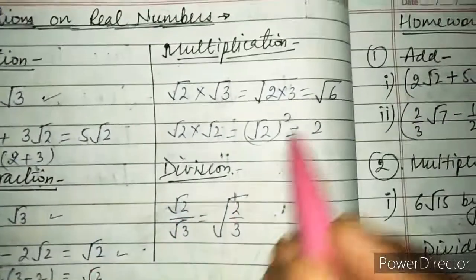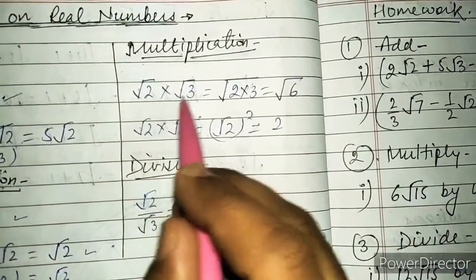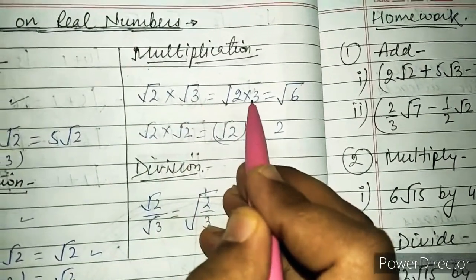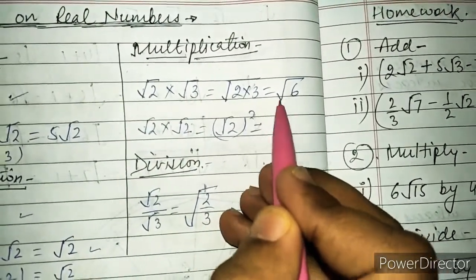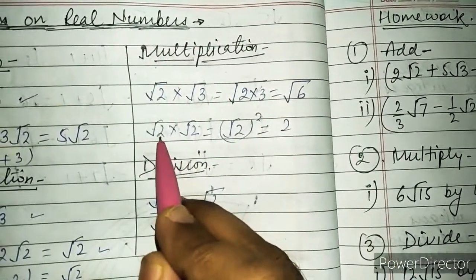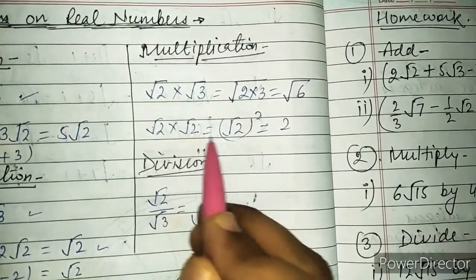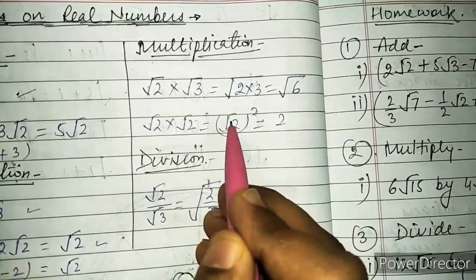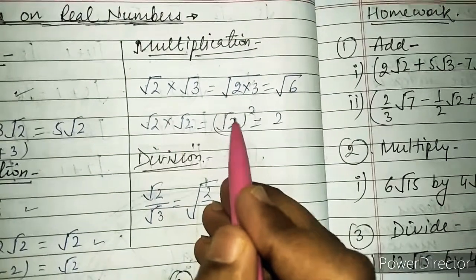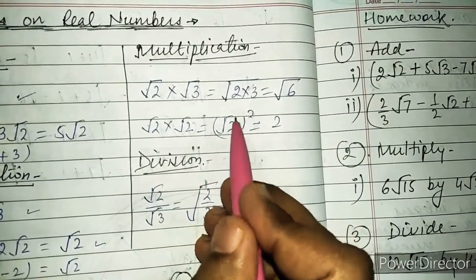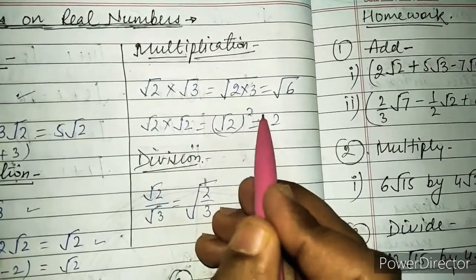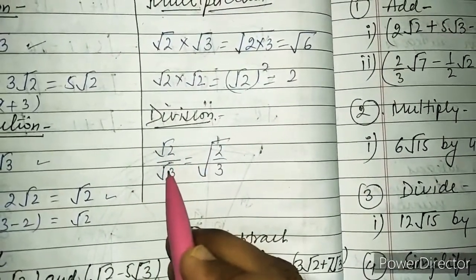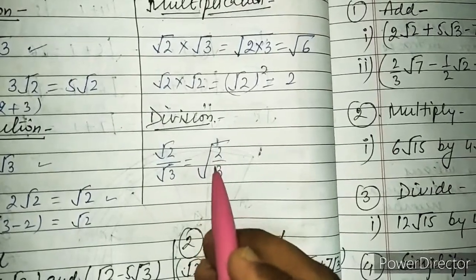Now come to the multiplication. See here, root 2 into root 3 will become root of 2 into 3, right? So it will become root 6. In case of the same number, root 2 into root 2 will become root 2 whole squared and it will be 2. When we square a square root, it will always be cancelled, right? So root 2 squared will become 2. Now division, root 2 upon root 3 will become whole root of 2 upon 3.